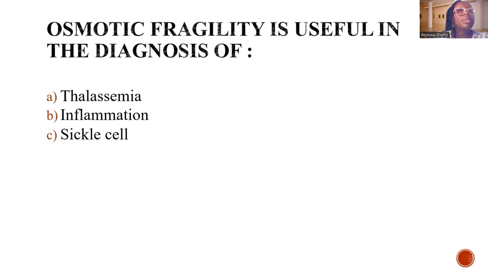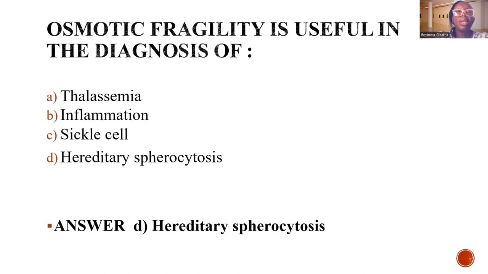Osmotic fragility is useful in the diagnosis of: A, thalassemia; B, inflammation; C, sickle cell; D, hereditary spherocytosis. Answer, D, hereditary spherocytosis.